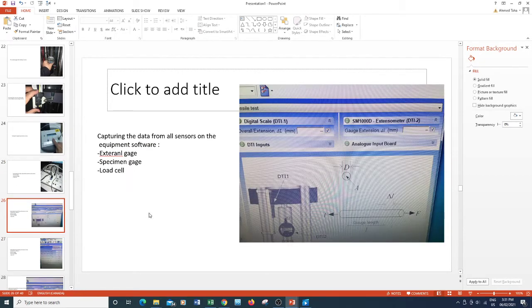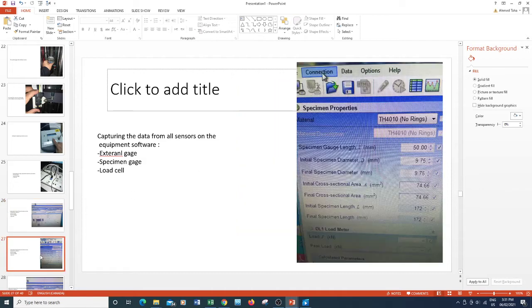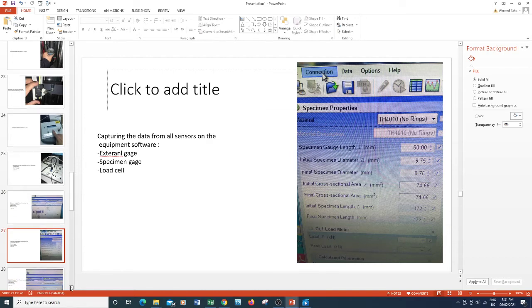Here we are capturing the data from all sensors on the equipment software. On the PC we have the external gauge, the specimen gauge, and the load cell. So we have the overall extension measured by the external gauge, and the gauge extension in this icon measuring the gauge on the sample, and the load cell, which we are going to see now. Here at the bottom, the load F measures the loading on the sample, the tension on the sample.